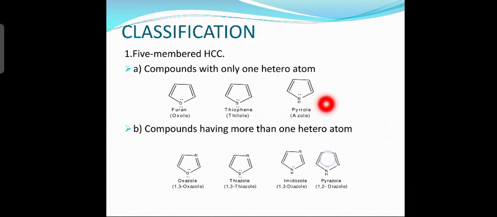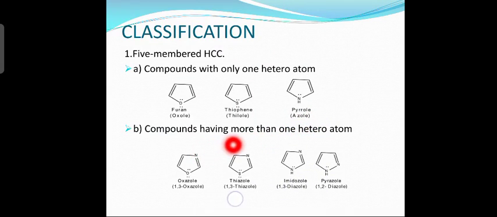Now, this is another heterocyclic compound. Which is the heteroatom present over here? Nitrogen. Here all carbon and hydrogen will be present; hydrogen is on all corners, but nitrogen is the heteroatom here. Which is the name for this compound? Pyrrole. Pyrrole is the common name, and azole is the IUPAC name.